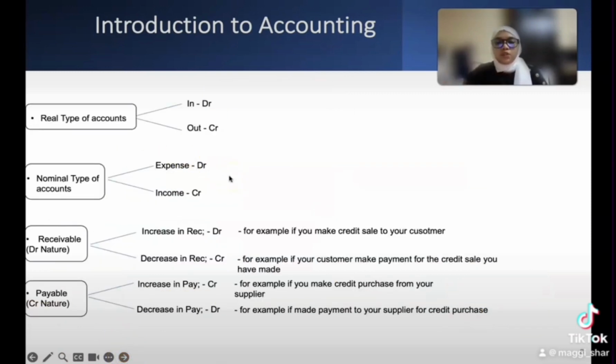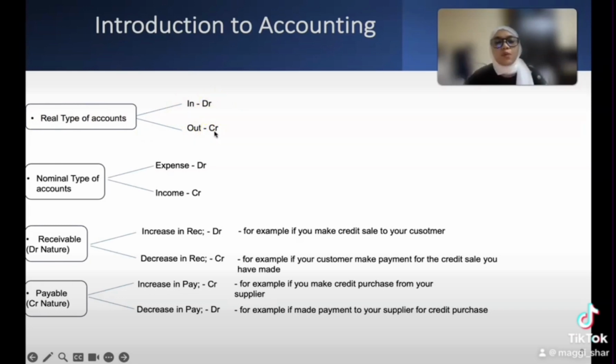As I told you before in previous slides, we are going to record all our financial transactions in a double entry system, which has two sides. One is the debit side and one is the credit side. So how are we going to decide whether to record in the debit side or the credit side? For all the real type of accounts, if it is in, we will record it in the debit side. If it is out, we will record it in the credit side.